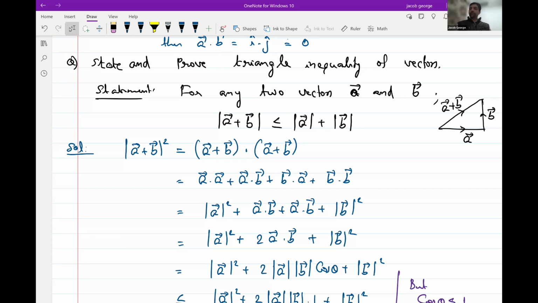Like this, these two chapters, vector and 3D, are high weightage chapters. Okay, within a short span of time, you can easily cover this one.